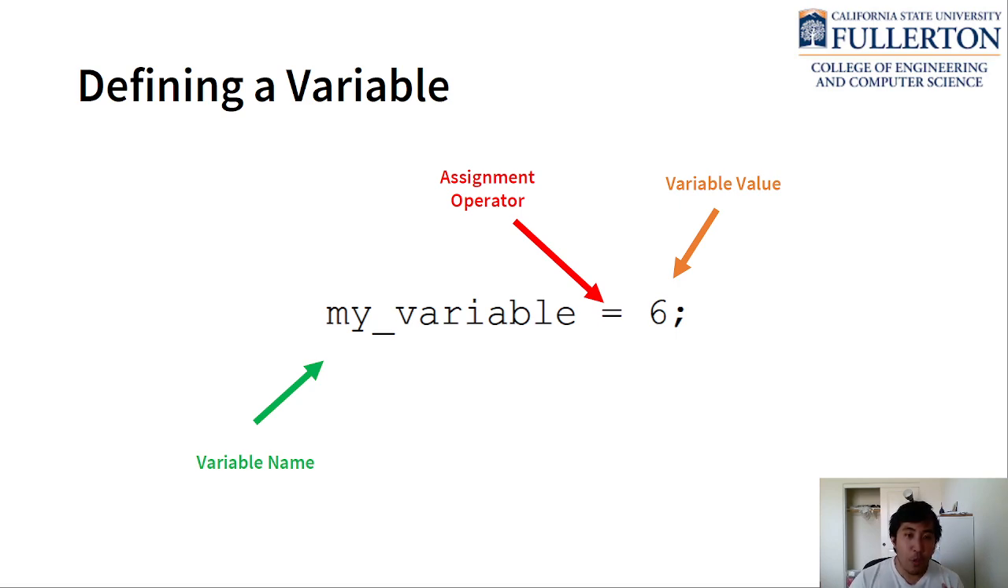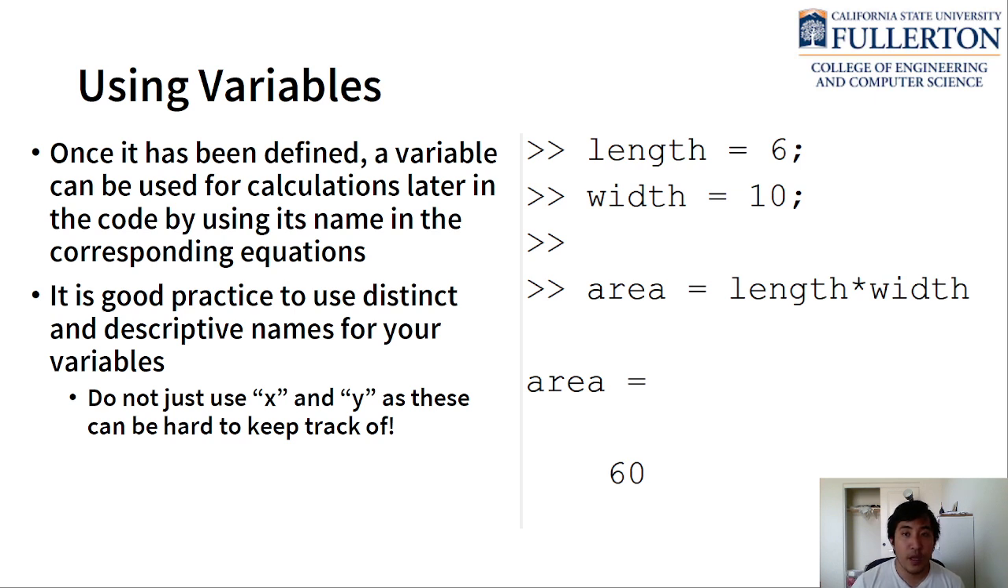From now on, after this line is defined here, whenever we use the name my variable, it's going to have the value of 6. And so we can use that. Oftentimes in MATLAB, we're interested in doing mathematical calculations, right? Once a variable has been defined, that variable can be used for calculations later in the code by simply using its name. So in this example here, we're going to compute the area of a rectangle. I'm defining one variable called length, another variable called width, and then computing the area, I'm just going to do length times width, and you can see that we get an area of 60.